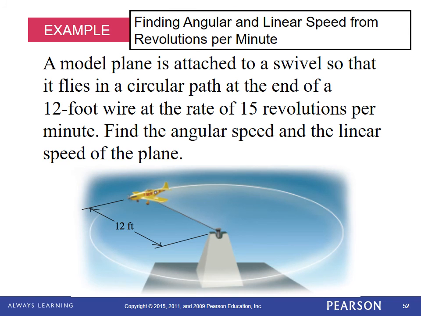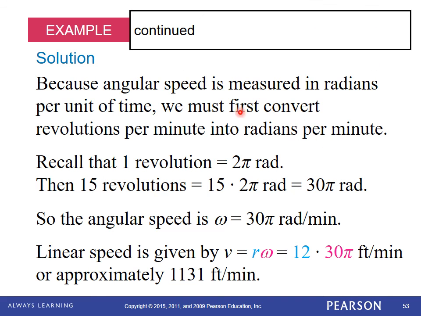An example from the textbook here. Let's say you have a 12-foot wire and you have an airplane that is making 12 revolutions per minute. So let's find the angular speed first, and when we know what that is, we'll plug in our radius and we will be done. Alright, so how do you convert to angular speed here?